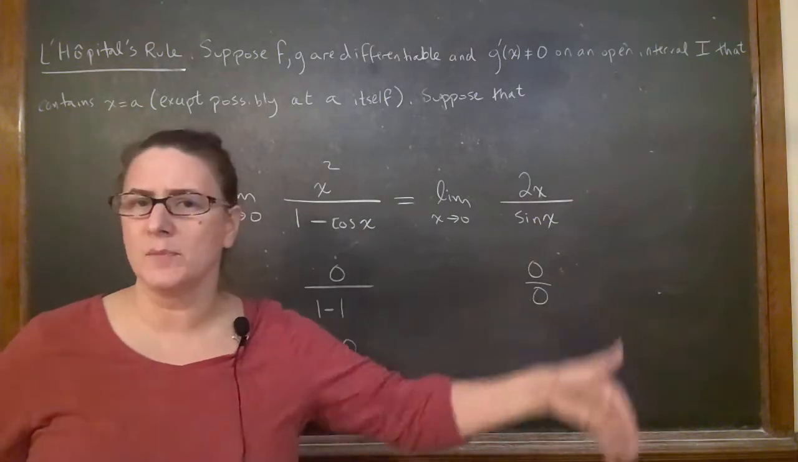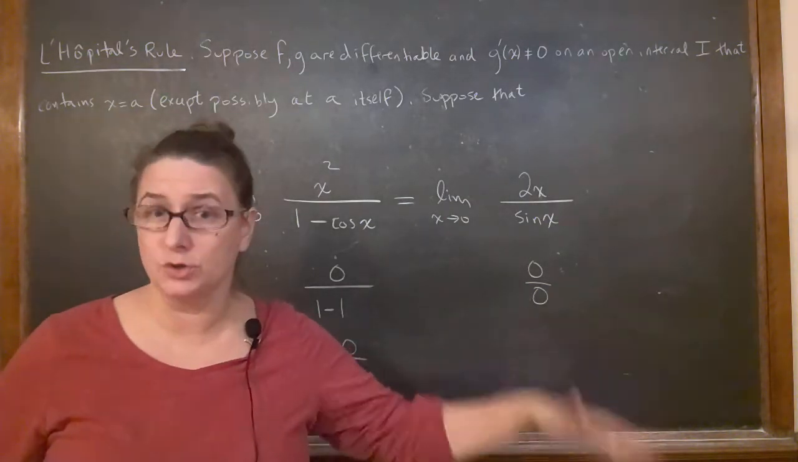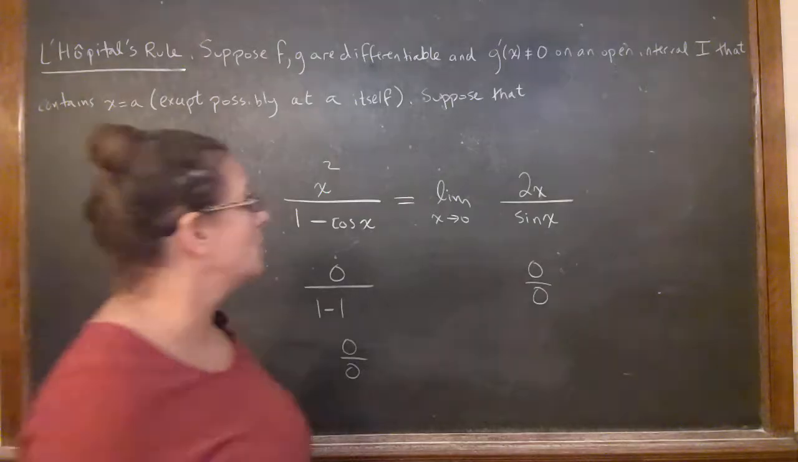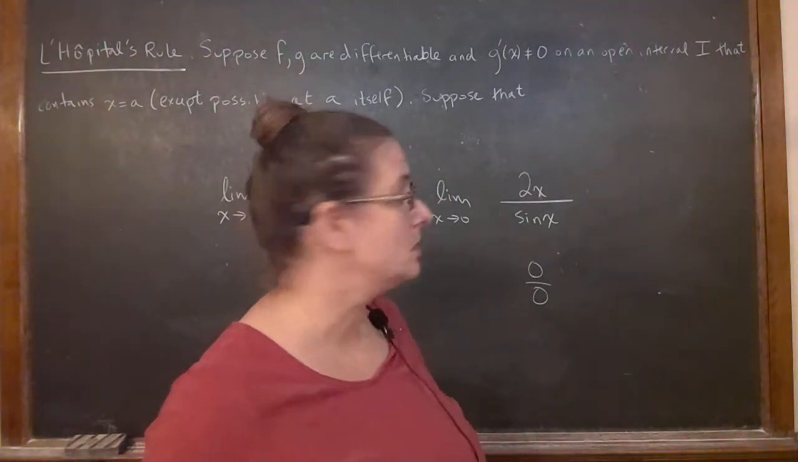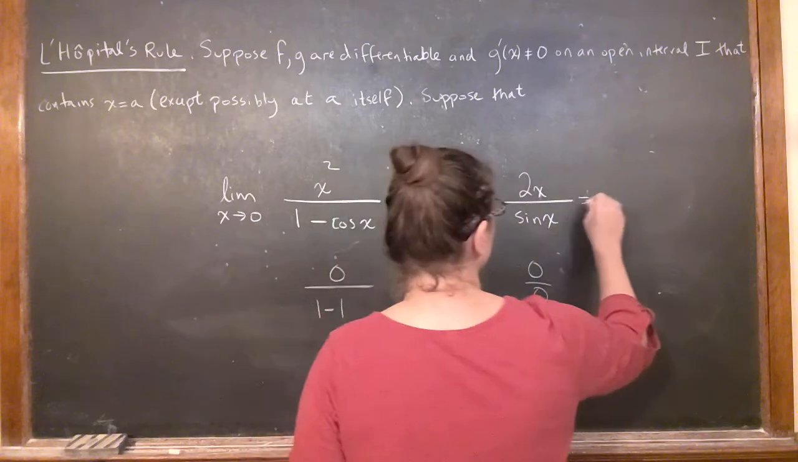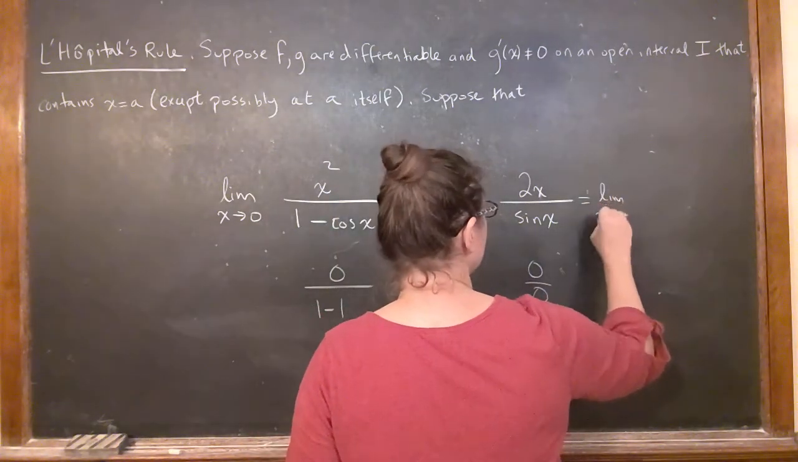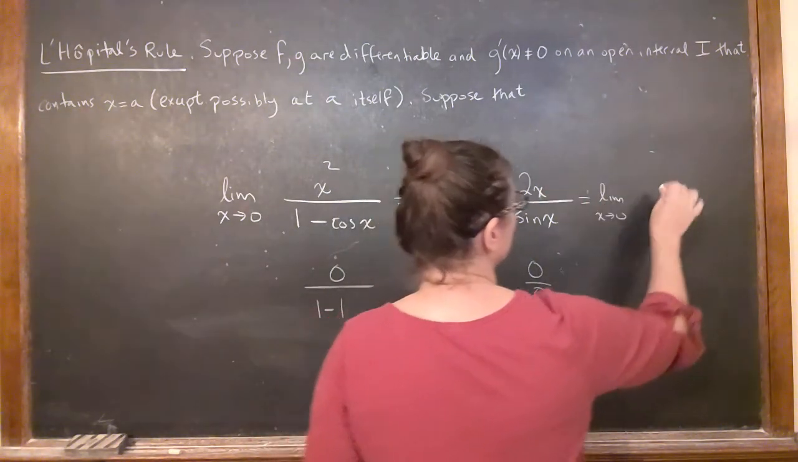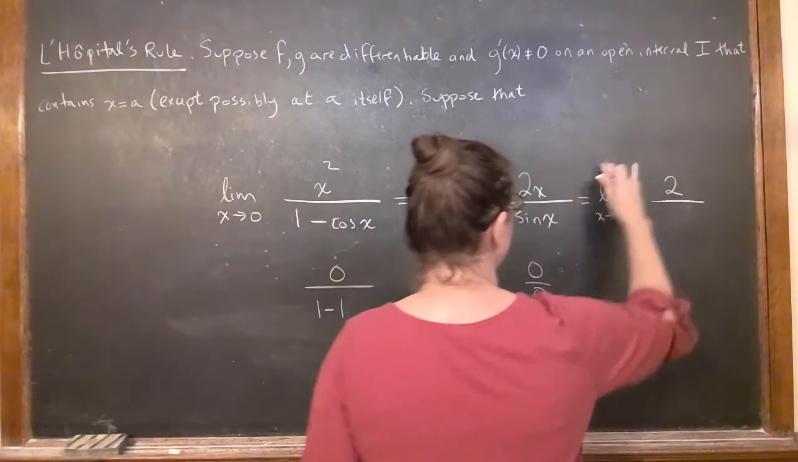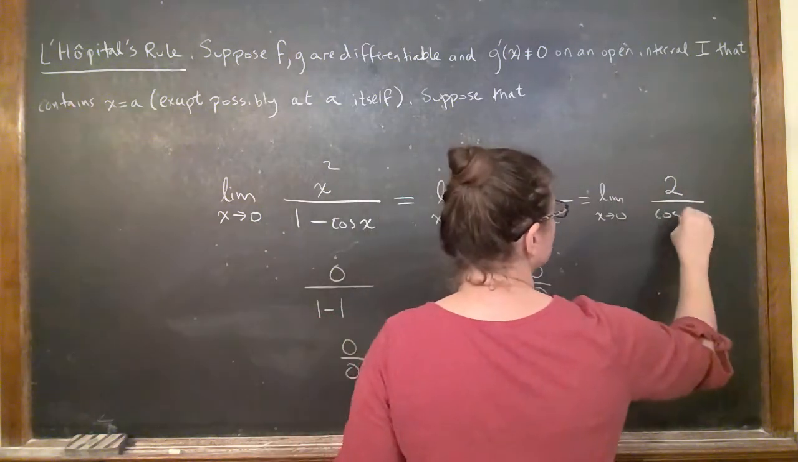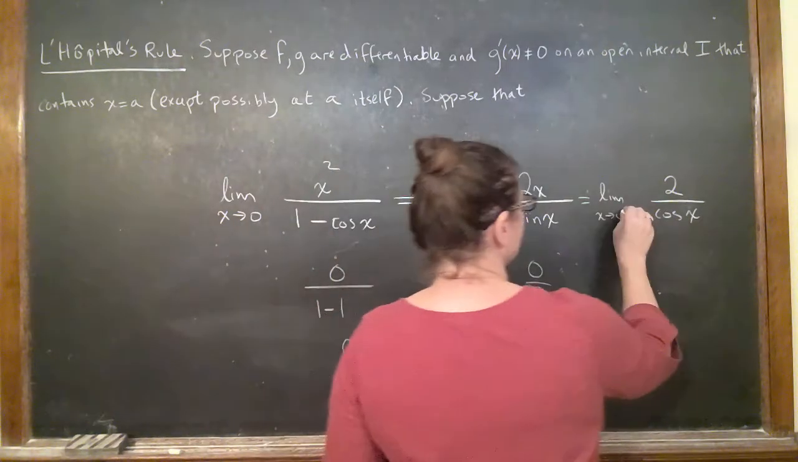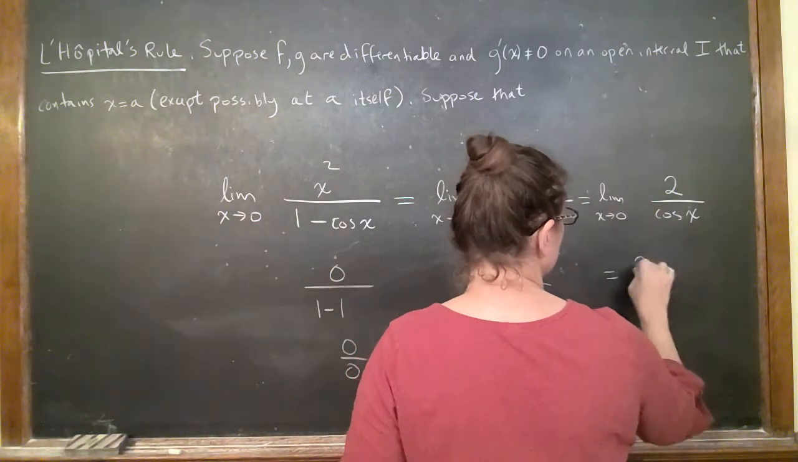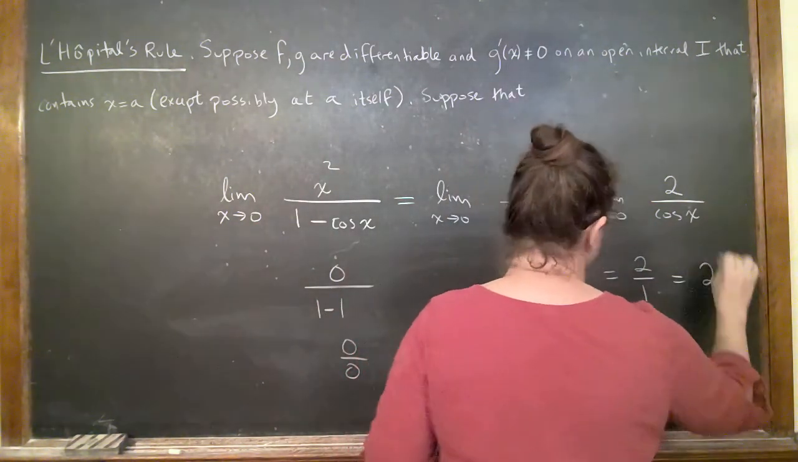So you can do L'Hopital's rule as many times as you want. So as many times as you need, rather, to get to the result. So if I take the derivative one more time, 2x goes to 2, and sine x goes to cosine x, and now when I evaluate this, cosine of 0 is 1, so I have 2 over 1, and my answer is 2.